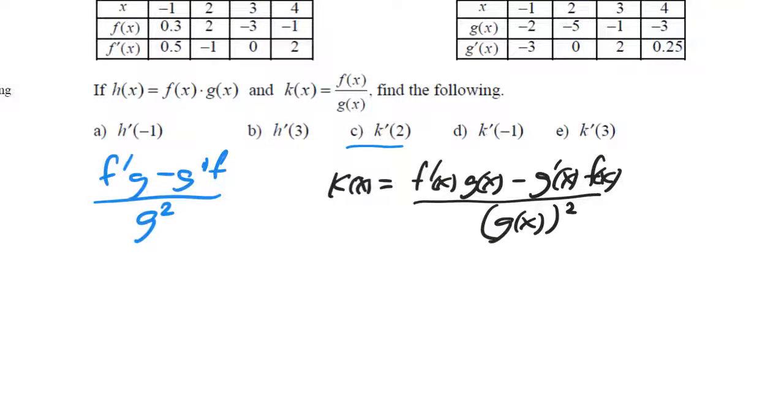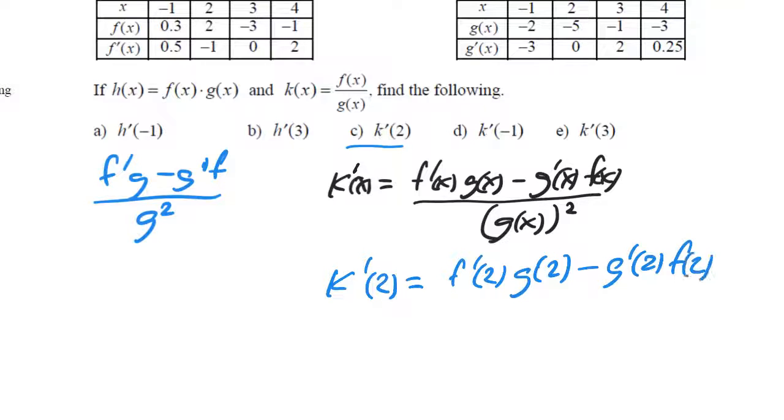And so k prime of 2 would look like this. Oops, that should have a prime on it right there, sorry. K prime of 2 would be equal to f prime of 2 times g of 2 minus g prime of 2 times f of 2, all over g of 2 quantity squared. All I did there was take all of the x's and replace them with 2's. And so now I'm going to use my table.